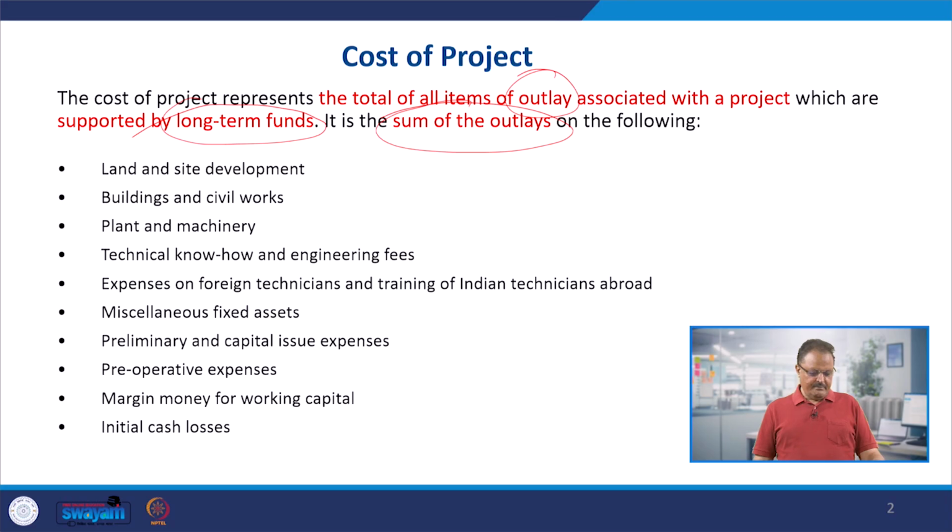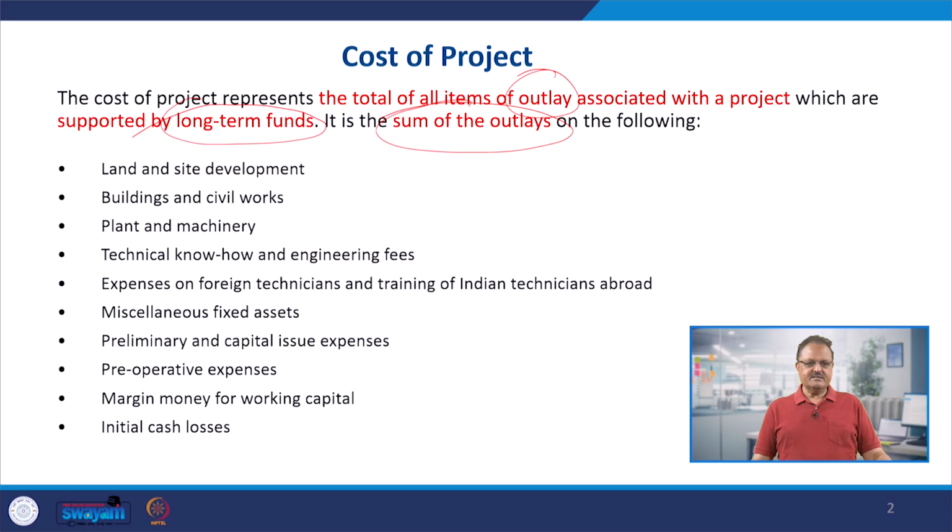Then you talk about the buildings and civil works. So once the land is available with us, it is fully developed. After that we have to go for buildings and civil works, and you need to incur the fixed cost, or maybe the long term funds, for building erection and construction and doing the civil work. So you need the funds for that.